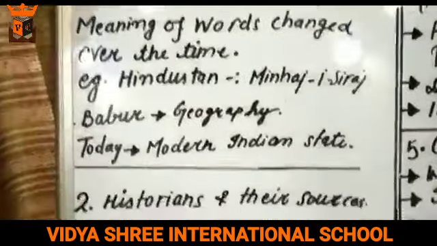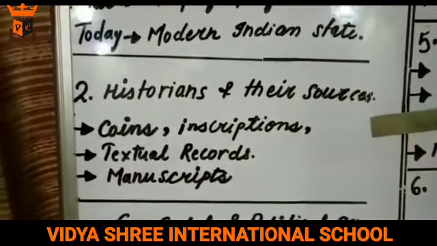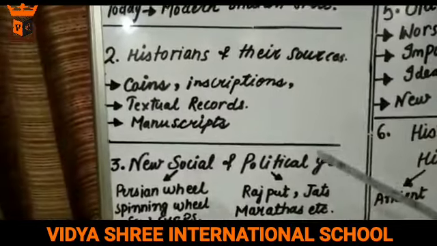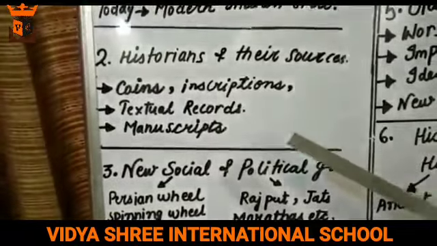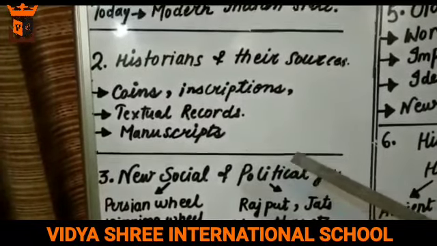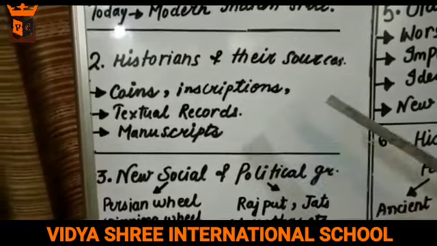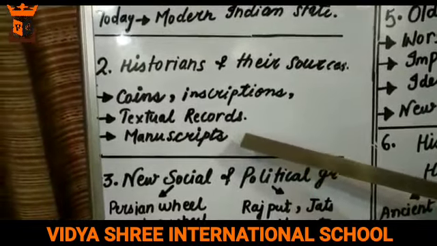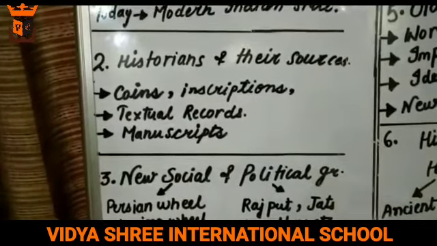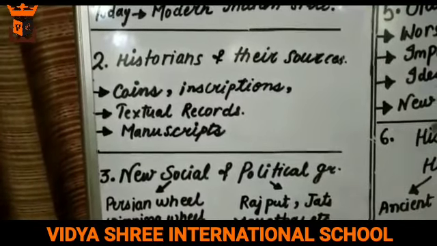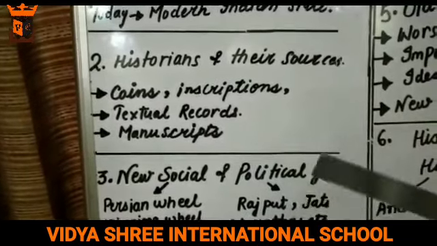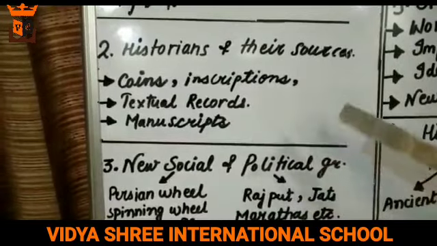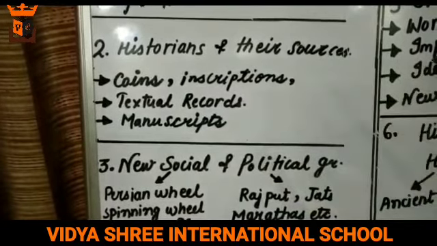So the next topic which we will be going to revise is historians and their sources. In this we have learned earlier that historians studied history, that means the past, through coins, inscriptions and architecture, and then came the textual records in the form of manuscripts. And the number and variety of textual records increased dramatically during this period because of the invention of paper. Because paper was invented in this time period.